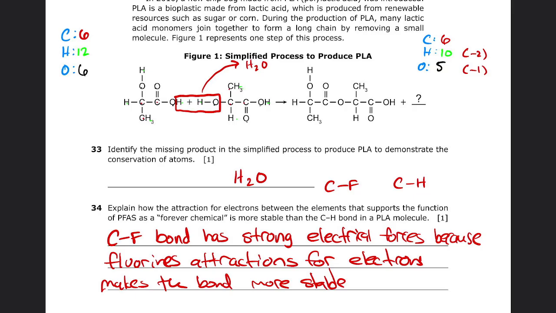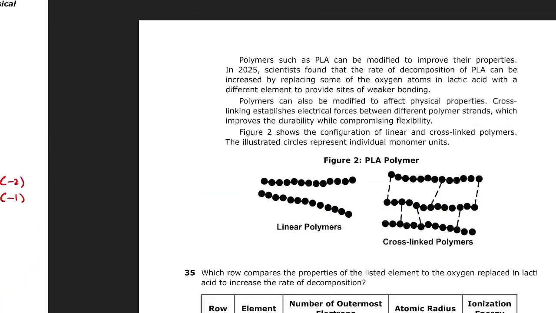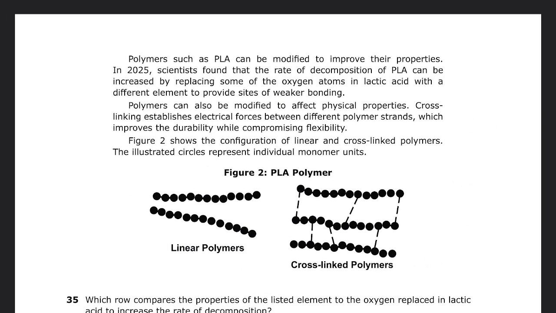All right, moving along. It says that polymers such as PLA can be modified to improve their properties. In 2025, scientists found that the rate of decomposition of PLA can be increased by replacing some of the oxygen atoms in lactic acid with a different element to provide sites of weaker bonding. Polymers can also be modified to affect physical properties. Cross-linking establishes electrical forces between different polymer strands, which improves the durability while compromising flexibility.